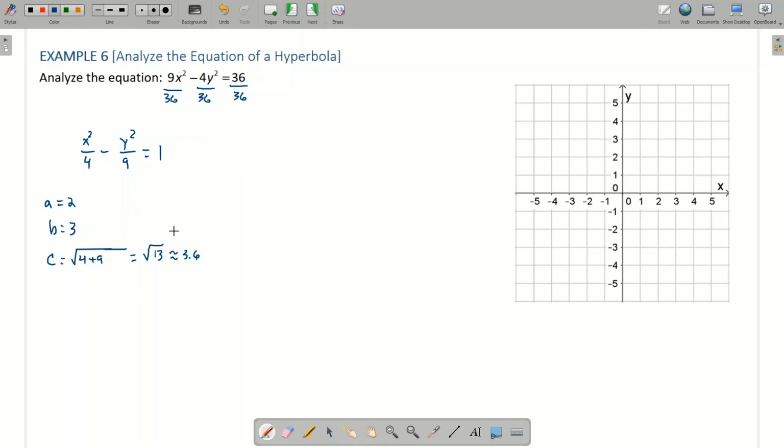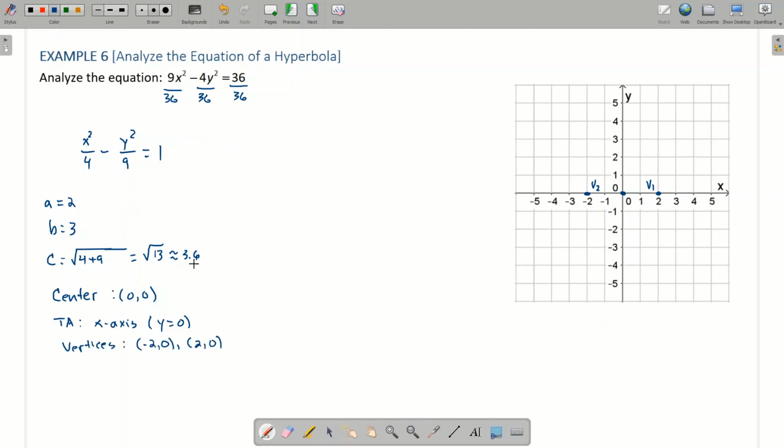Okay, so given the structure that this is in, we know that the center is still the origin. We know that the vertices, actually let's do transverse axis first. So notice it leads with an x, which means transverse axis is going this way. So transverse axis is the x-axis, or y equals 0. And so put in the center, the a tells us the distance to the vertices. So we have vertices at 2 and -2. Call that v1, call this v2. And so let's write those down.